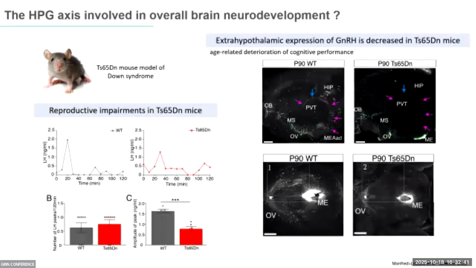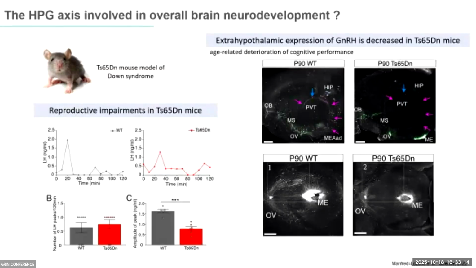We then used the paradigm of a mouse model of Down syndrome, a disease that has been linked with cognitive dysfunction and never with reproductive dysfunction, and we checked what is happening with the hypothalamic axis, something that no one had ever checked before. We realized that these mice had an aberrant profile of LH, pointing towards an impaired hypothalamic pituitary gonadal axis, with a decreased extrahypothalamic expression of the GnRH peptide.